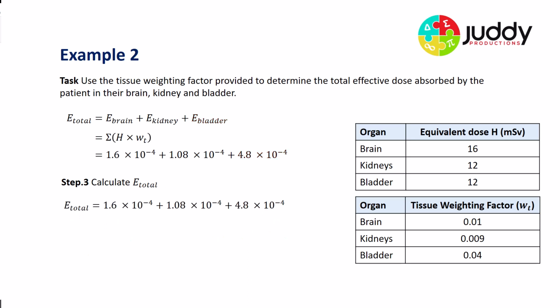So now we have the three individual effective doses. To work out the total effective dose of the brain, kidney, and bladder, we need to sum those values together. So it's 1.6 by 10 to the negative 4 for the brain, plus 1.08 by 10 to the negative 4 for the kidney, plus 4.8 by 10 to the negative 4 for the bladder. We add that together, and our total effective dose for this particular exposure will be 7.48 by 10 to the negative 4 sieverts, or 0.748 millisieverts.